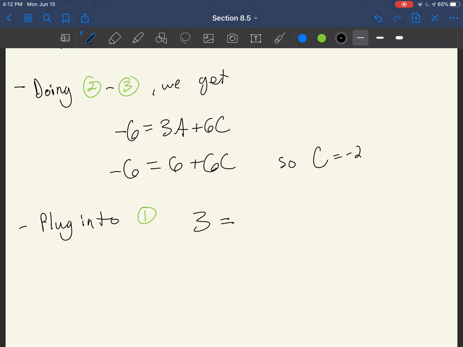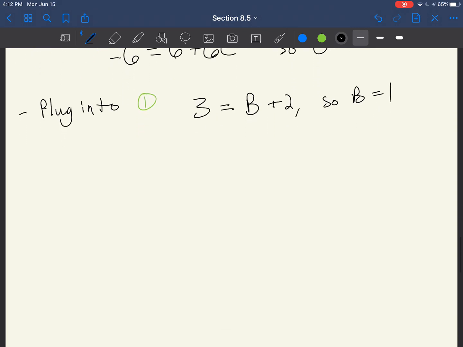Plug this into equation 1. You get 3 equals b minus c, so that's plus 2. So b equals 1. Cool. We found all the letters. So now let's go back and answer the problem.